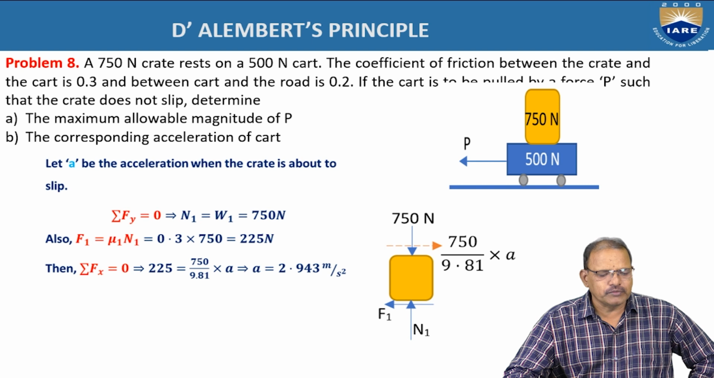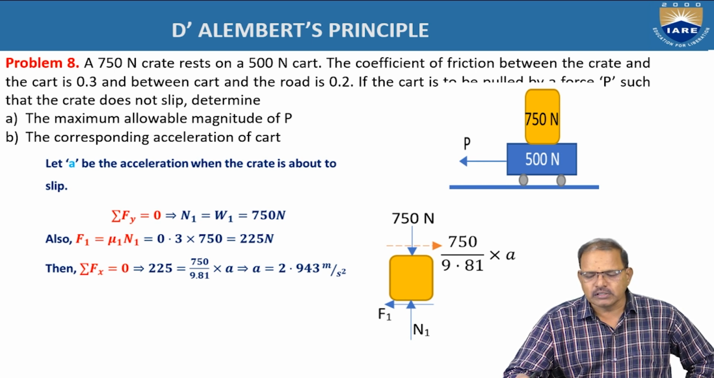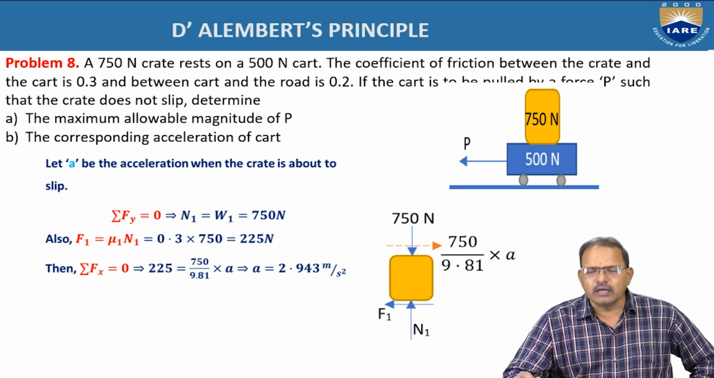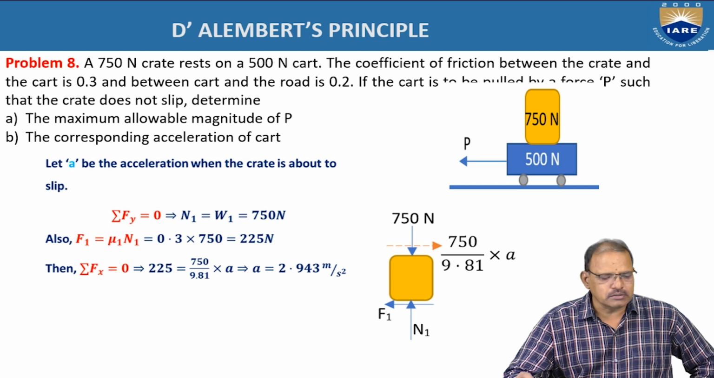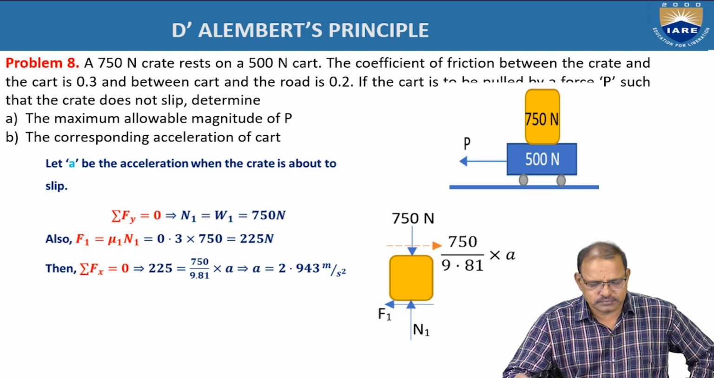Problem number 8. A 750 newton crate rests on a 500 newton cart. The coefficient of friction between the crate and the cart is 0.3, and between the cart and road is 0.2. If the cart is to be pulled by a force P such that the crate does not slip, determine the maximum allowable magnitude of P. The second part is the corresponding acceleration of the cart.